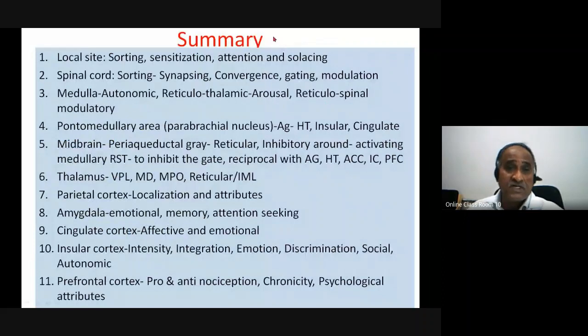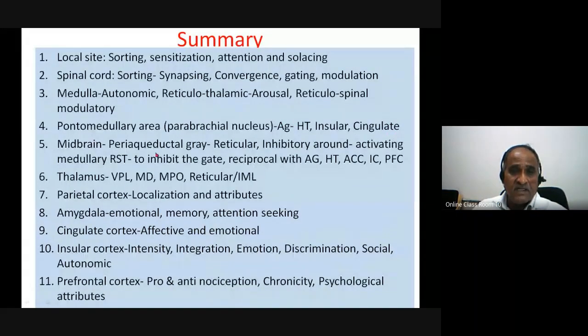Now, coming back to the summary, I will just summarize each one of them. Local site: sorting, sensitization, attention, solacing. The second, spinal cord: again sorting, synapsing, convergence, modulation, gating. That is the spinal cord. Number 3, medulla: autonomic, reticulothalamic for arousal, reticulospinal for modulation. Pontomedullary, that is the parabrachial nucleus, that is through the amygdala, hypothalamus, and the insular and the cingulate cortex, that would be for the emotional component of the pain.